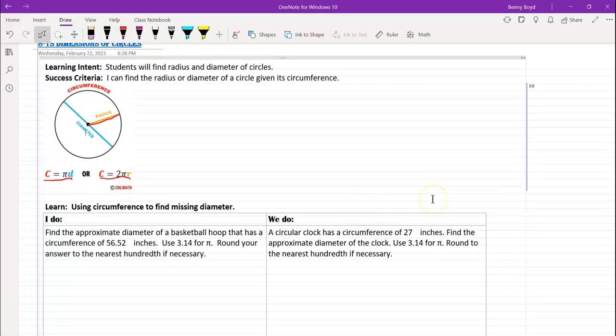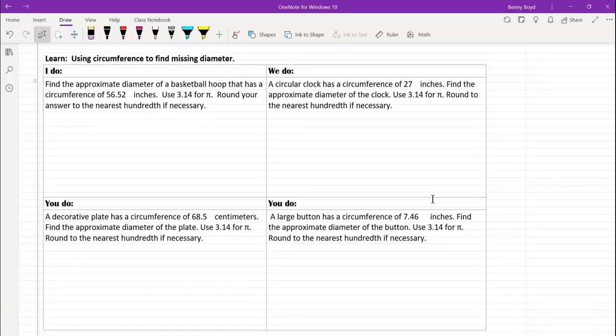Okay, so let's move on to the I do problem. We are asked to find the approximate diameter of a basketball hoop. Approximate means we're going to be rounding. The approximate diameter of a basketball hoop that has a circumference of 56.52 inches. Use 3.14 for pi. Round your answer to the nearest hundredth.